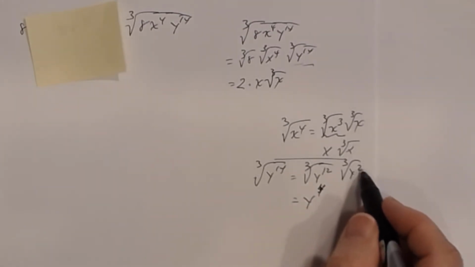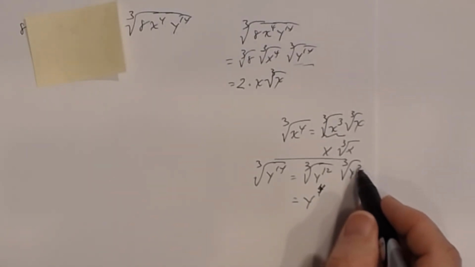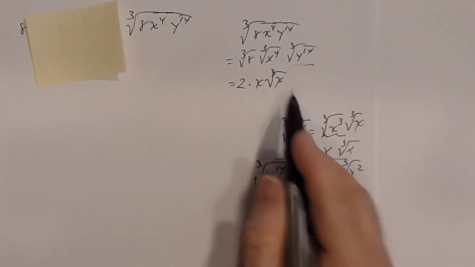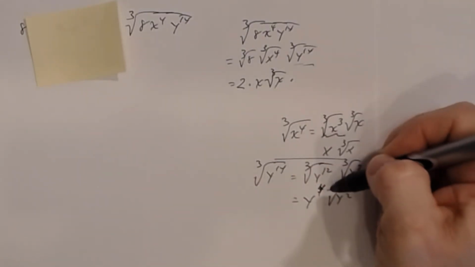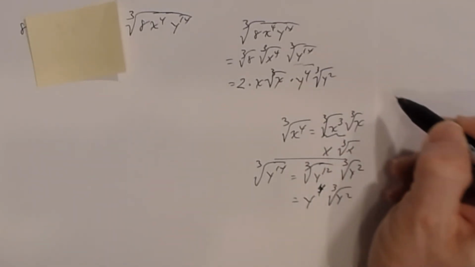Can I simplify the cube root of y squared? 2 is less than 3, so the answer is no. You cannot simplify that. So just rewrite it over. So that goes here. So that's times this right here, y to the 4th, cube root of y squared.